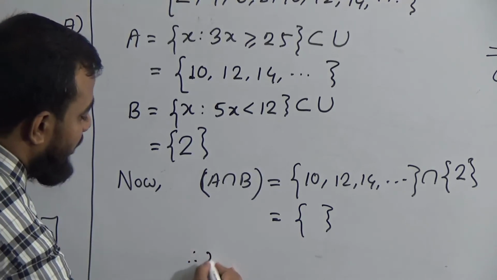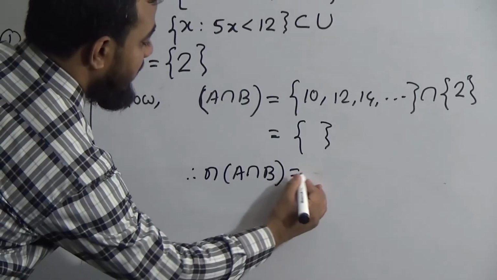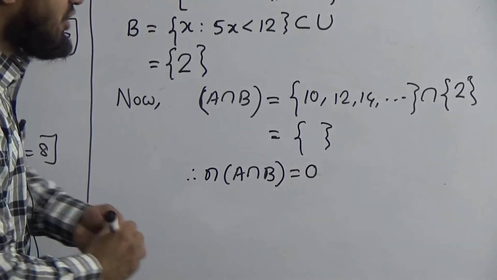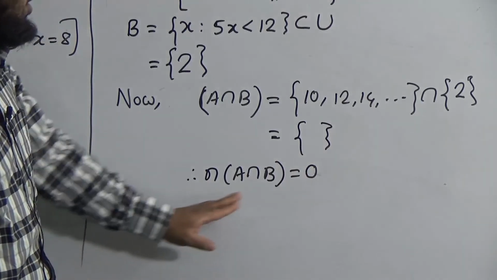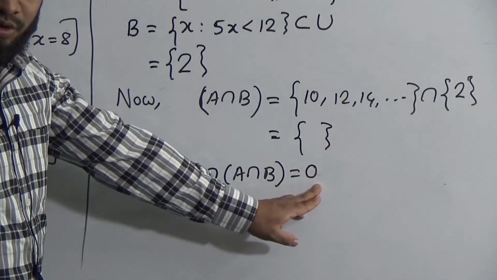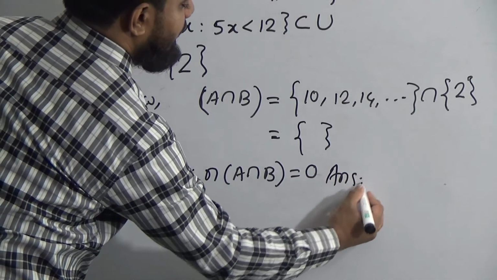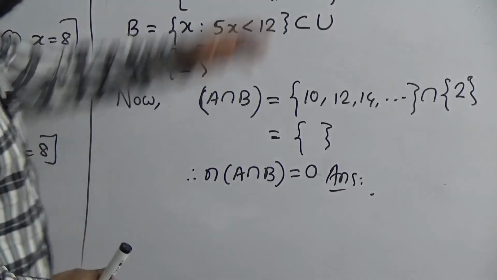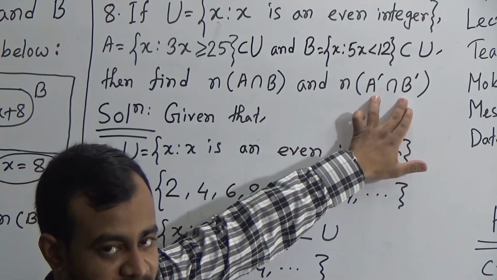Therefore, the number of elements of A intersection B will be how much? Will be 0, because an empty set has no element. That is why the number of elements of A intersection B will be 0. This is our answer, and now I am going to find out the number of elements of A prime intersection B prime. First of all, we need to find out A prime intersection B prime.